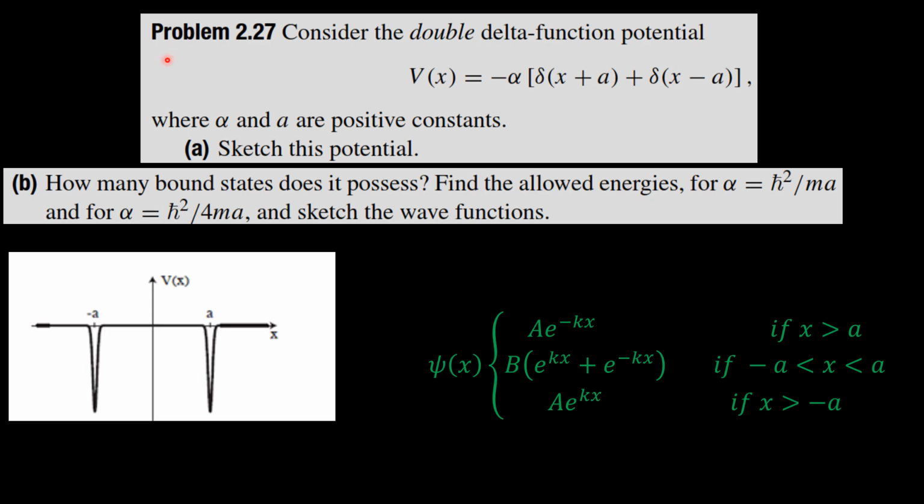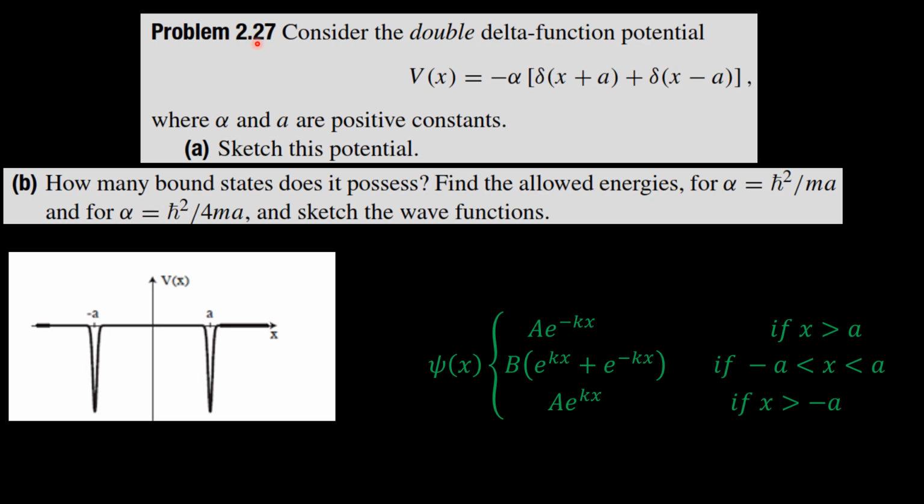Today we will solve problem 2.27 of Griffiths, third edition, Introduction to Quantum Mechanics. This problem is a lengthy one, so I have divided it into two parts, and also it is very interesting, and I have solved it in a very simple manner.